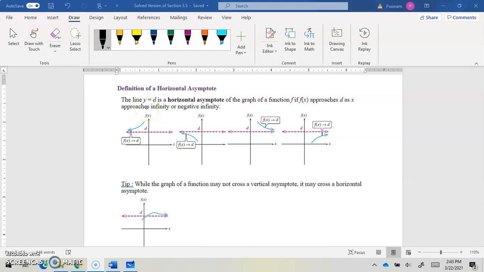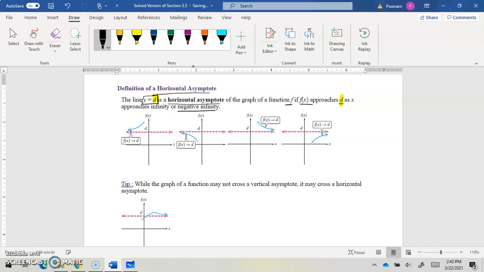Next we have horizontal asymptote. Any horizontal line whose equation looks like y is equal to a constant d is a horizontal asymptote of the graph of function f if f of x approaches d, that constant, as x approaches infinity or negative infinity.